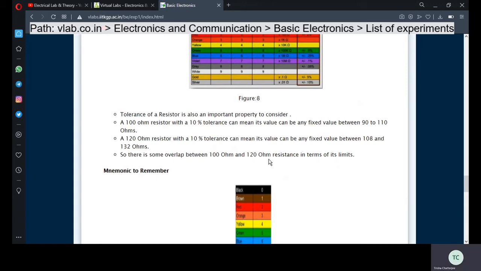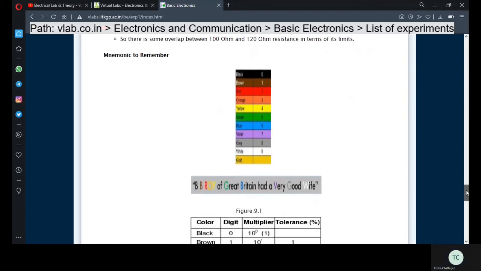So there is some overlapping, as they have taken two examples, like 100 and 120 ohm. For the 120 ohm resistor, the 10% tolerance gives values of 108 and 132. This 108 and 110 have an overlapping. So here there may be some limits, right? In this overlapping, we may use those resistors, or we can skip that.